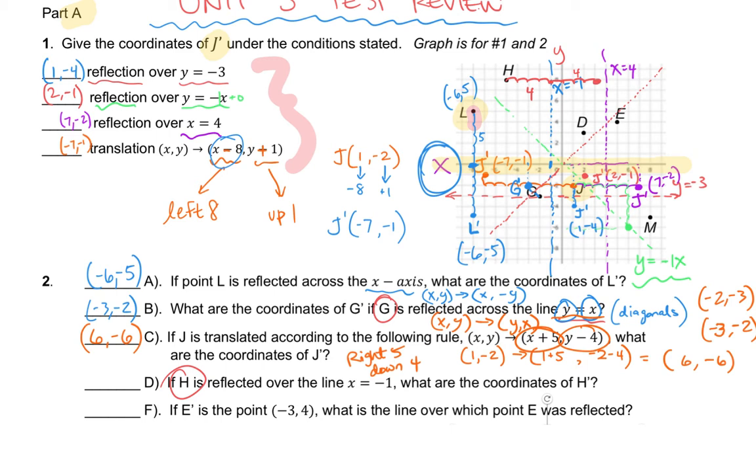So my new coordinates for H, we'll call it H prime. The x coordinate is 3, and the y coordinate looks like it's 8. 3, 8.